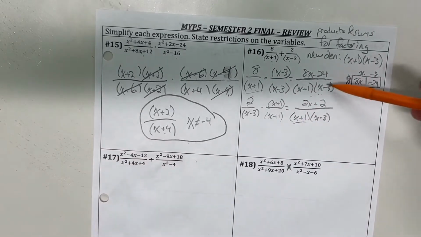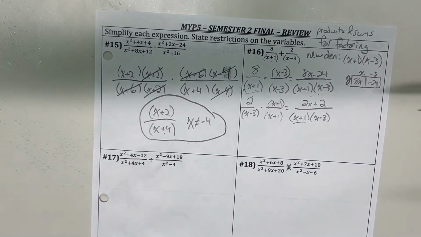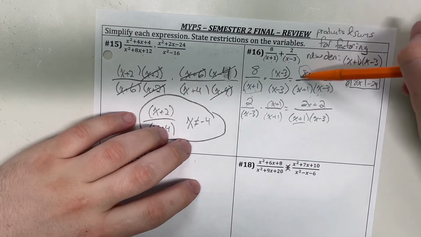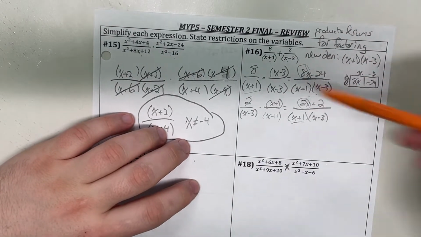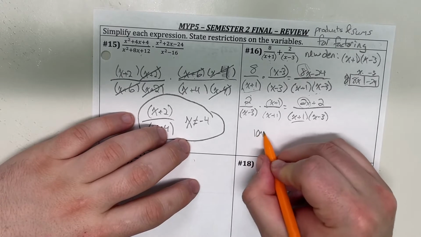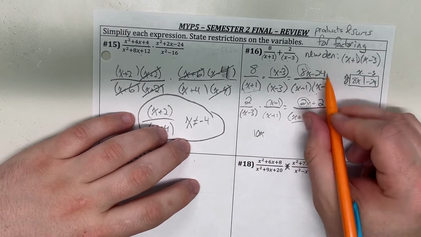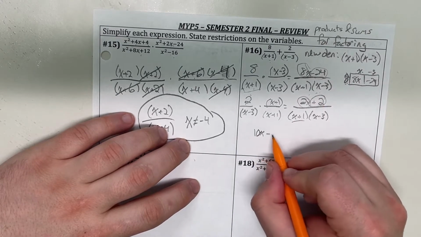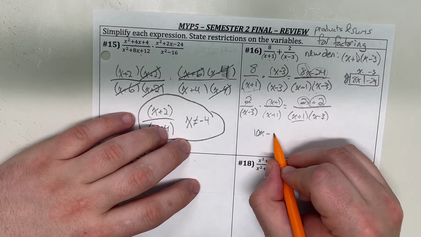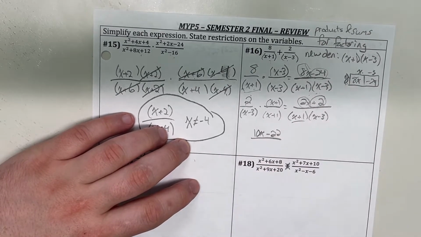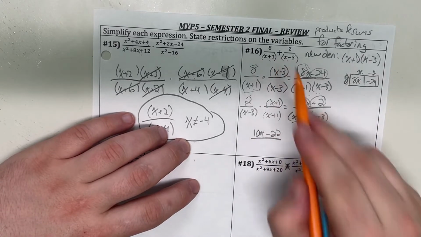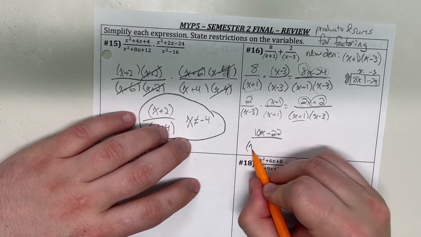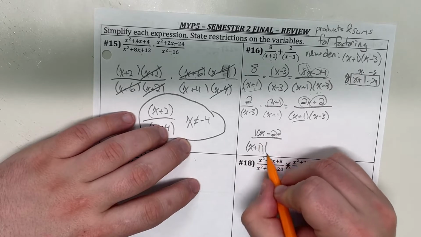So now that I have my two fractions, I'm going to combine like terms. So I'm going to say, okay, I have 8x plus 2x is going to be 10x. And I have negative 24, and positive 2 is going to be negative 22. That's going to be my new numerator once I add those two together. Still the same denominator because we have a common denominator.